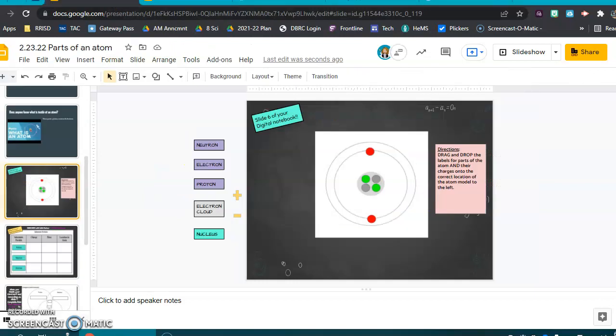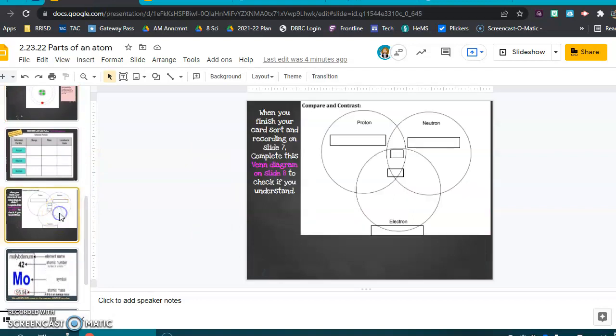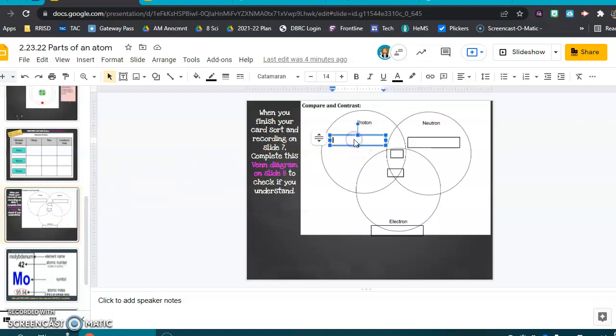So now we're going to go back to our slideshow, because we've taken care of that other business, writing our goal and all that other stuff. We're going to look at this. If you're in class, we did a card sort, okay? But if not, we're going to fill this in. So a proton is positive. Our neutron is negative. That's the name, negative. Our electron has actually no charge.